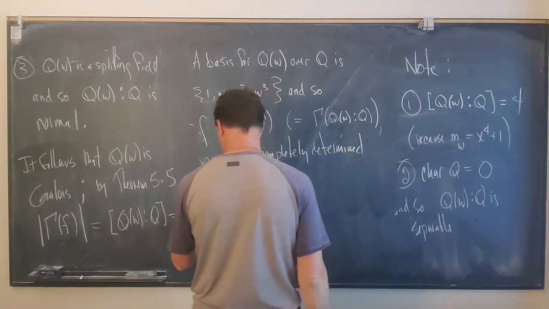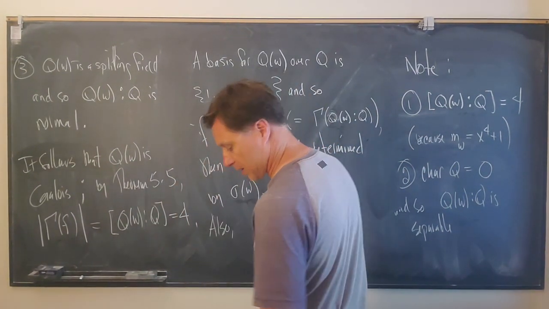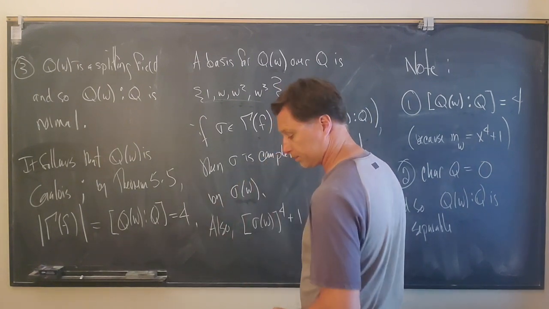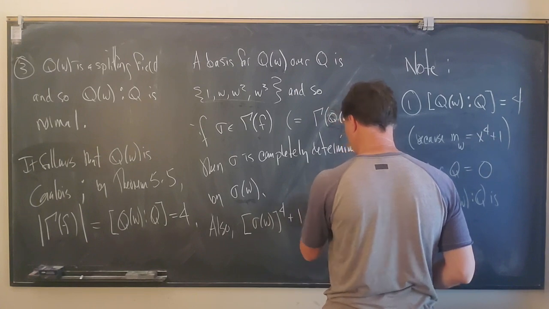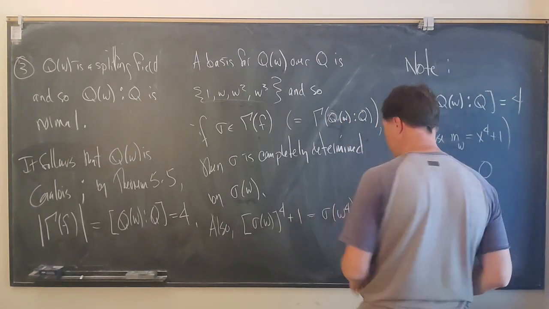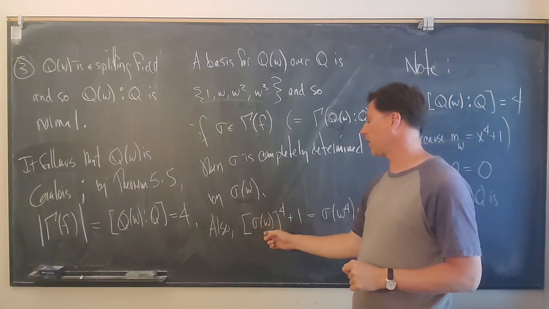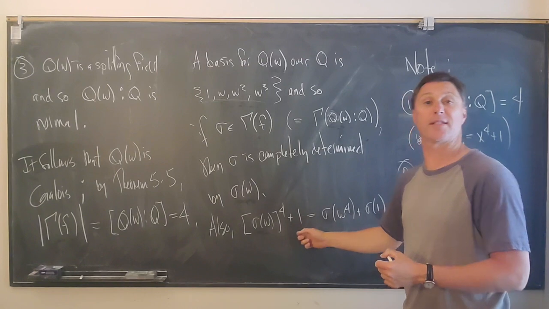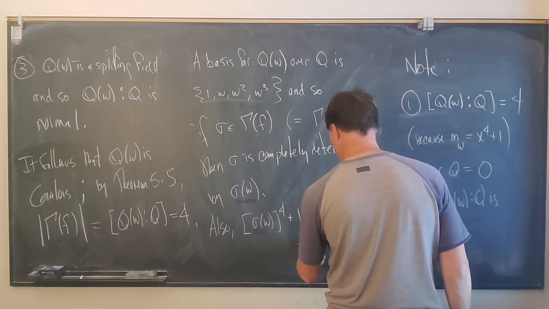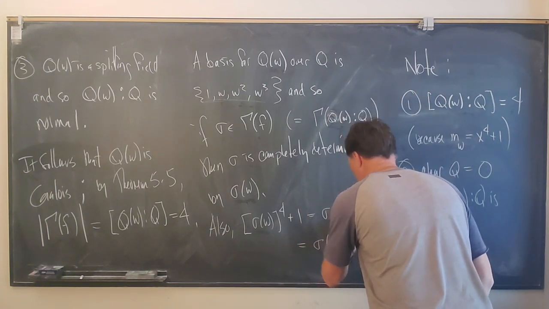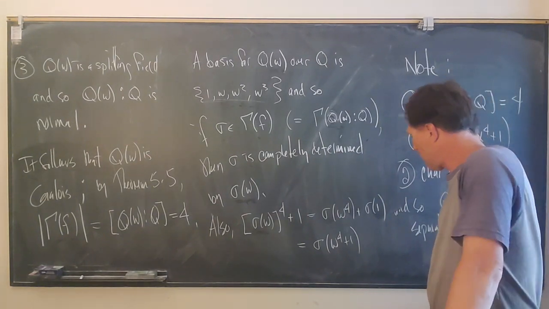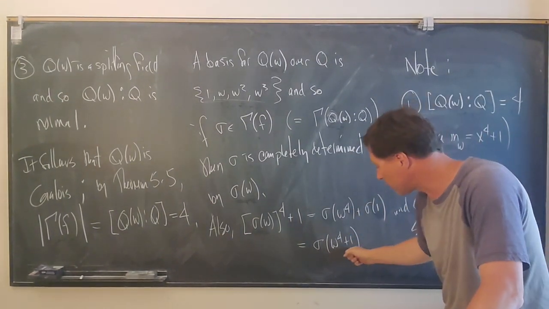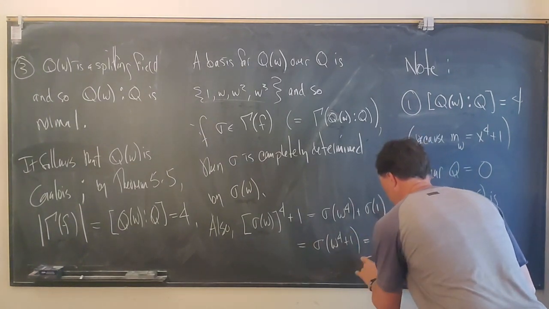Okay, so also, if I look at sigma of omega to the fourth plus 1, that's equal to sigma of omega to the fourth plus sigma of 1. It's using two facts. First, we've got a homomorphism, so the power can slide inside the parentheses. Also, we know that sigma of 1 has to equal 1, so I'm just replacing 1 with sigma of 1 right there. Now, it's a homomorphism, so I can put all of this together. This is sigma of omega to the fourth plus 1. But what do we know about omega to the fourth plus 1? Well, omega is a root of our polynomial x to the fourth plus 1, so this is 0 inside the parentheses. So this is sigma of 0, which of course is equal to 0.